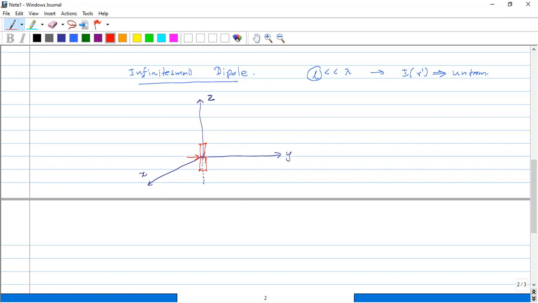So we place it symmetrically, based on this axis. The total length is L. You can consider this length as L by 2 and also this length as L by 2. So this Z position is plus L by 2 and this Z position will be minus L by 2. So it is from minus L by 2 to plus L by 2, and the total length is L.